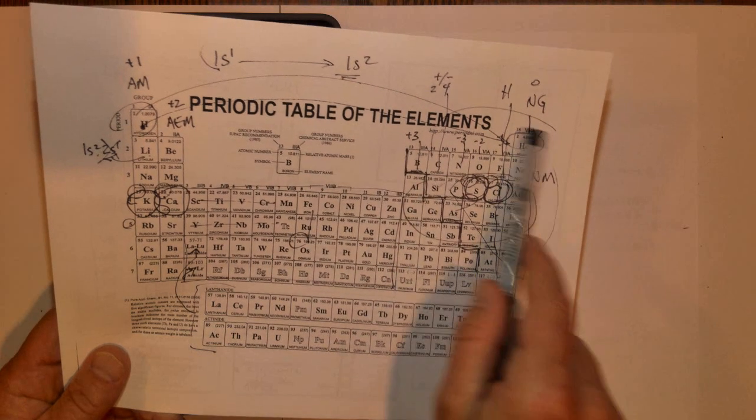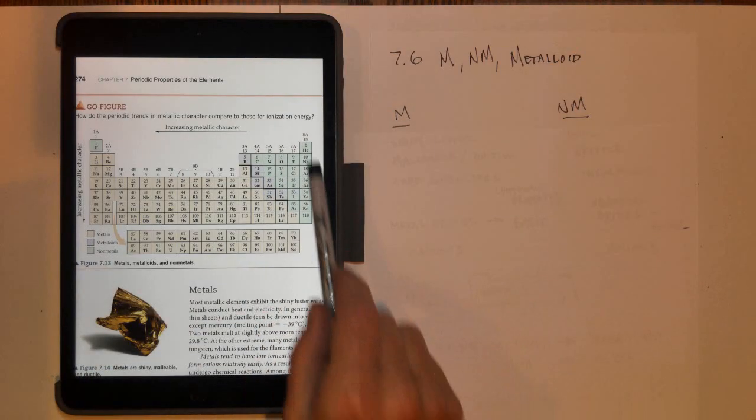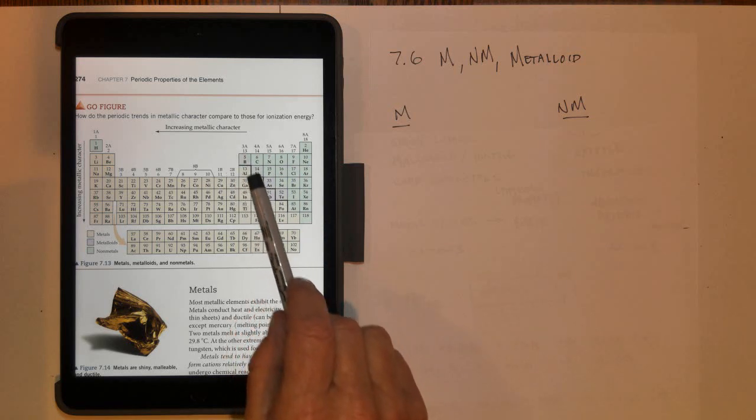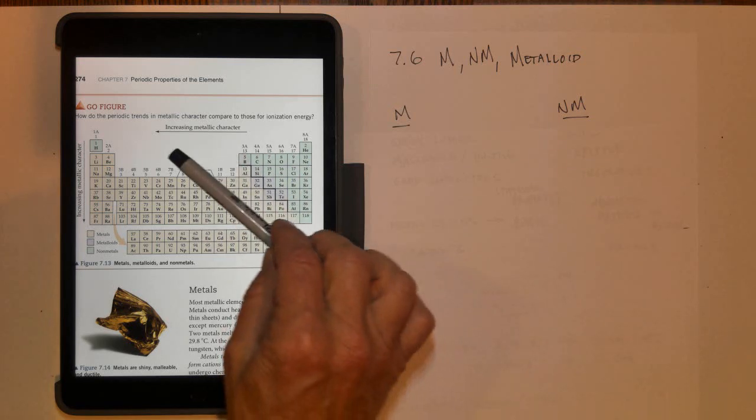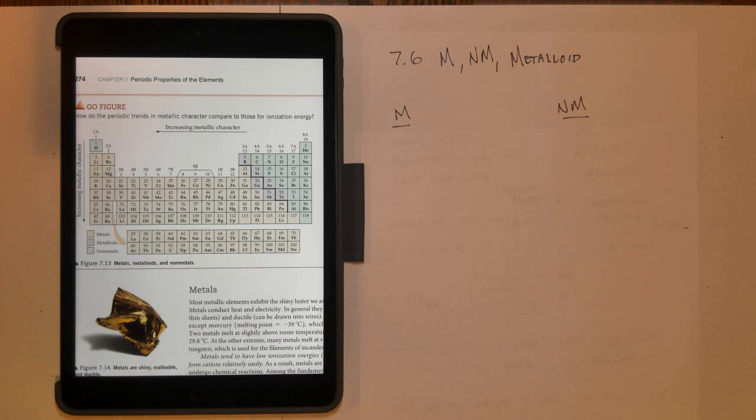You can notice that the nonmetals are mostly over here, labeled here in kind of a greenish color. And then the semi-metals make that purplish color right here, and everything else is a metal except for hydrogen. So here's some general pieces about metals and nonmetals.